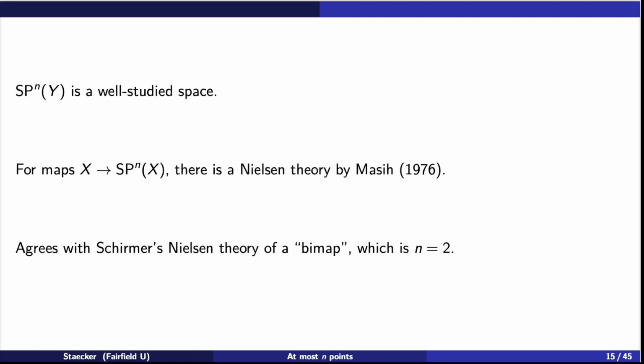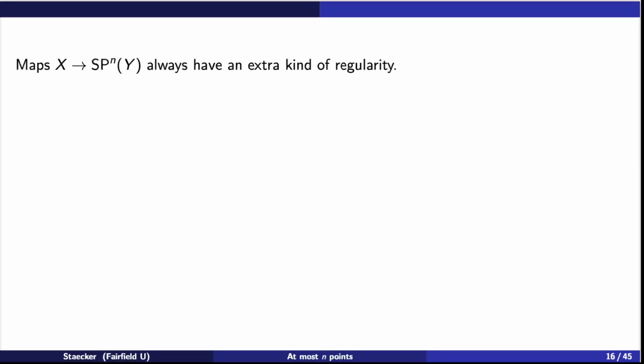She wrote a paper about what she calls a bi-map, which is a function where every point in the domain has either 2 or 1 values. So it's a multi-valued function, but the number of values is always either 2 or 1. And these two theories agree with one another. Actually, the bimap theory is the same as SP2. The bimap is just the case n equals 2 of this thing. All right, these maps into symmetric product actually have a little bit of extra regularity to them.